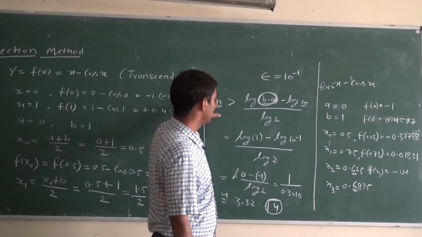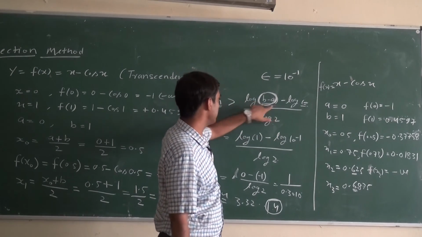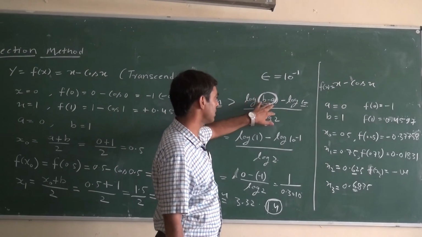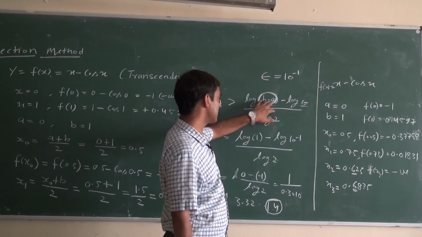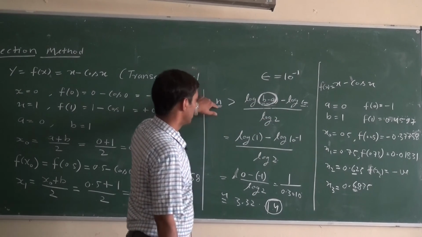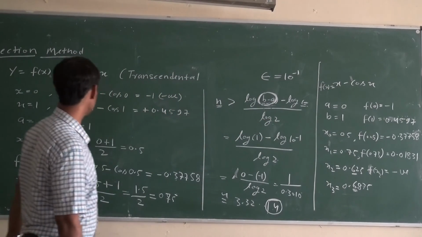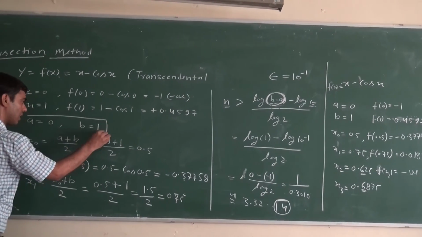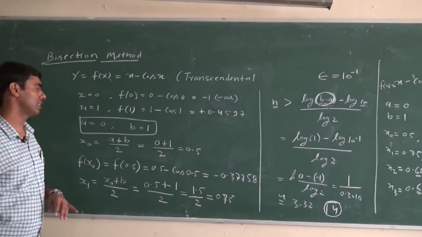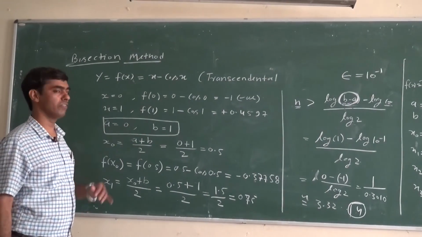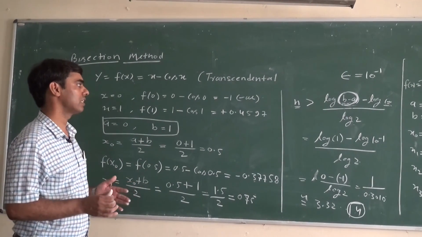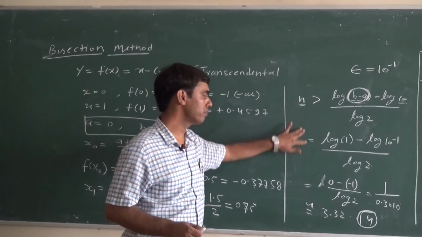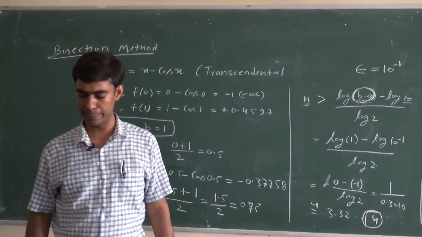So according to n, if this one varies, then this one also varies. As the difference is larger, n is also larger. What is our aim? Our aim is to find values of a and b whose difference is minimum. In this way, we are able to minimize our number of iterations.